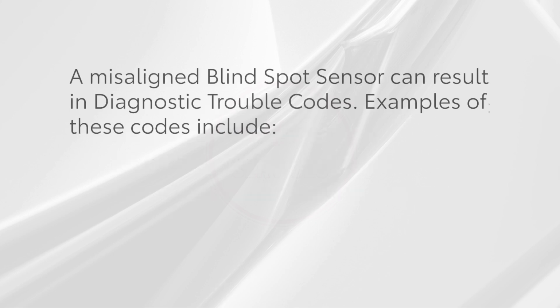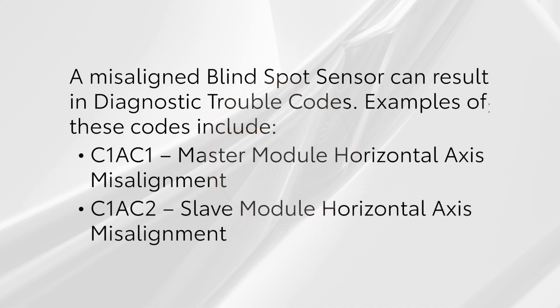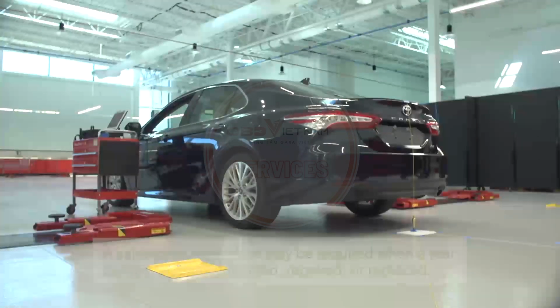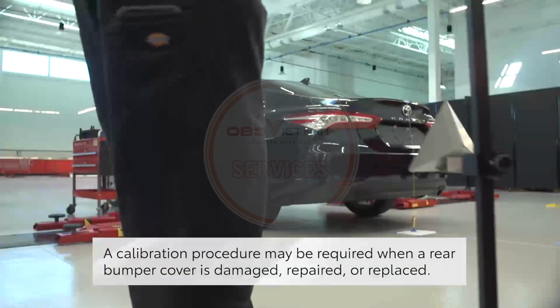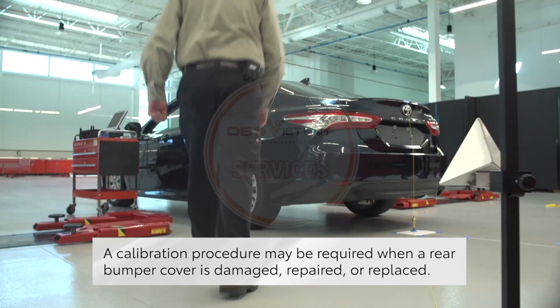The blind spot monitor system self-monitors for system performance. A misaligned blind spot sensor can result in diagnostic trouble codes. Examples of these codes include C1AC1, master module horizontal axis misalignment, C1AC2, slave module horizontal axis misalignment. A calibration procedure may be required when a rear bumper cover is damaged, repaired, or replaced.